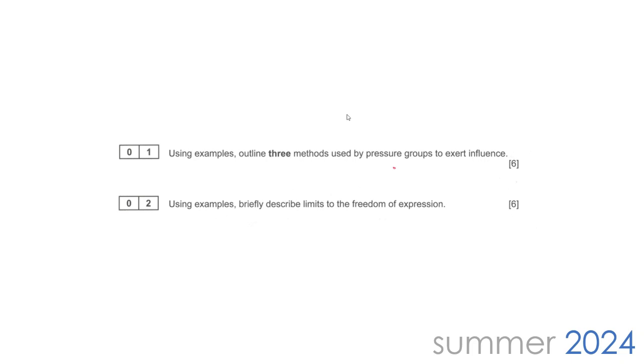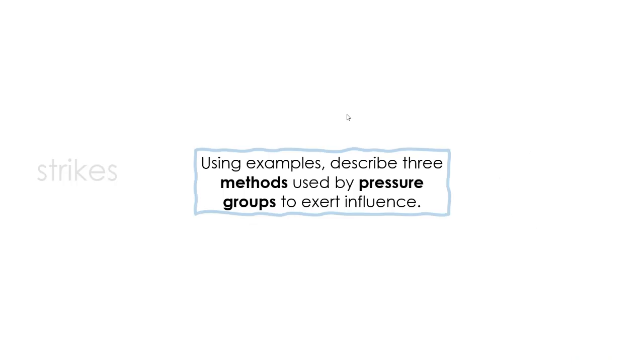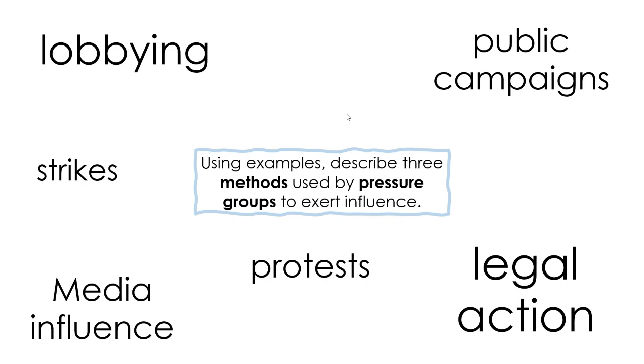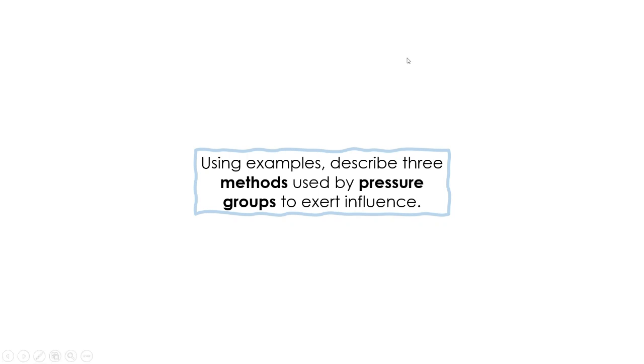So let's have a look at the one about describing 3 methods used by pressure groups. Now, I will say that when I marked for this exam board during this exam season, a lot of students went off on a tangent with this one. The question clearly says methods used by pressure groups, and I marked lots of answers that described pressure groups generally. So there are sectional and causal groups. And unfortunately, there were no marks awarded for that, because it's away from the focus of the question.